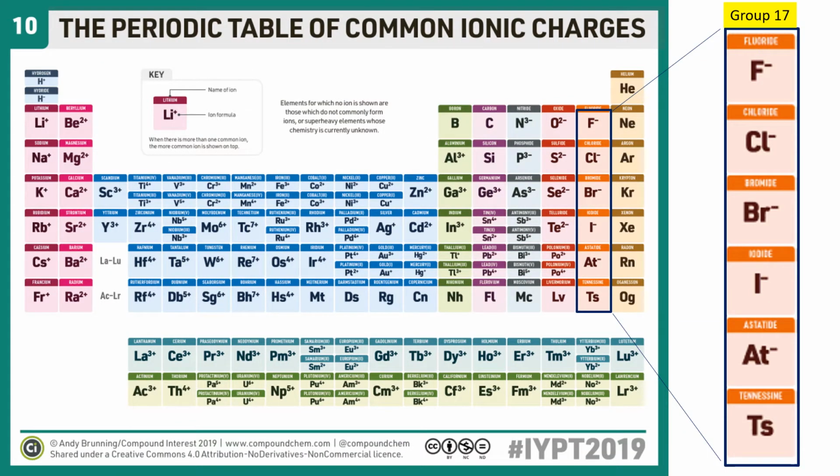On the other side of the table, the group 17 nonmetals, the halogens, have 7 valence electrons and they form 1 minus ions. For example, when chlorine gains an electron, it ends up with the same electron arrangement as its neighbor, noble gas argon.